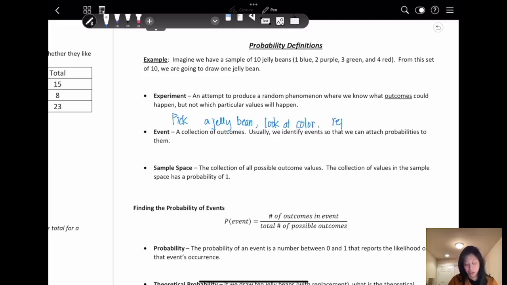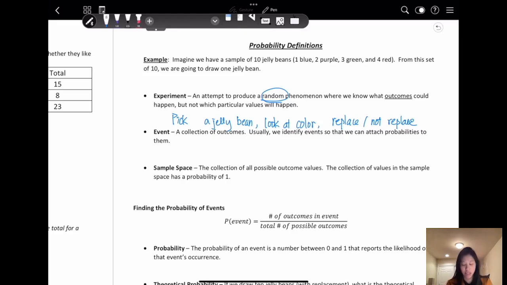And we may put them back or not put them back, either way. With replacement or without replacement. These are called experiments. It has to be random, so that means you're not going to see which jelly bean you're going to pick. Just a random choice. So what's an event?